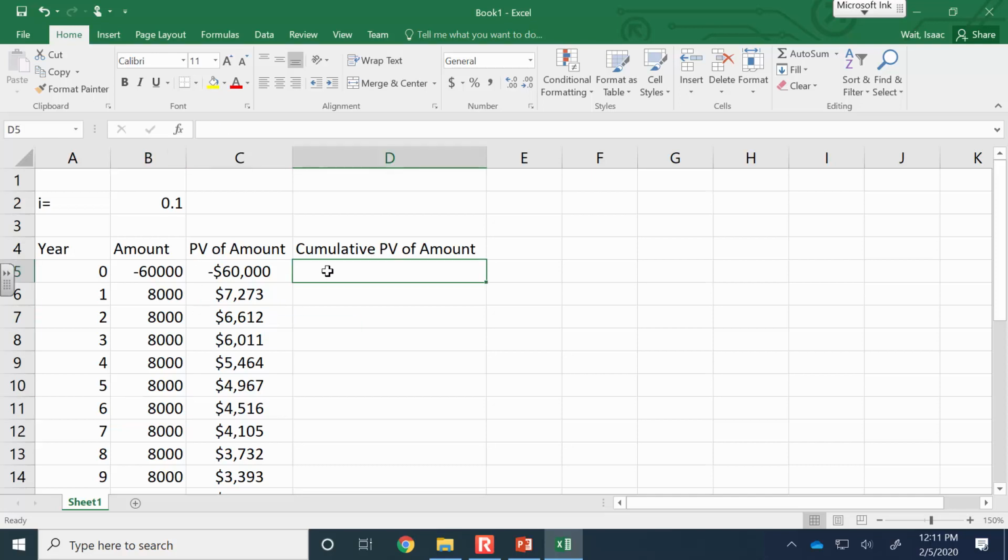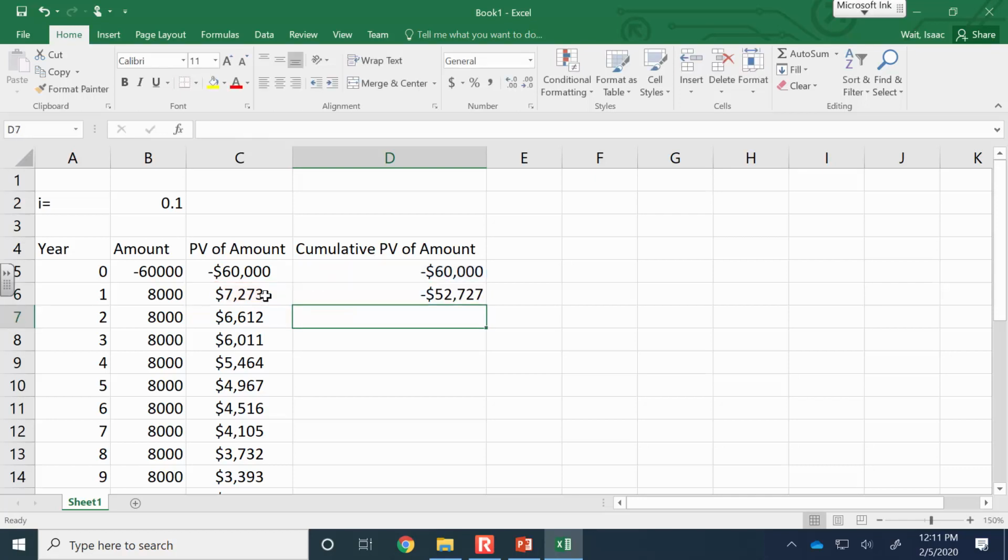So what we want to do now for the cumulative PV of amount, in year 0, it's just the first amount, negative 60,000. Now, in year 1, we have our initial cost, but we've also received some revenue. So I'm adding the cell above and the cell to the left.